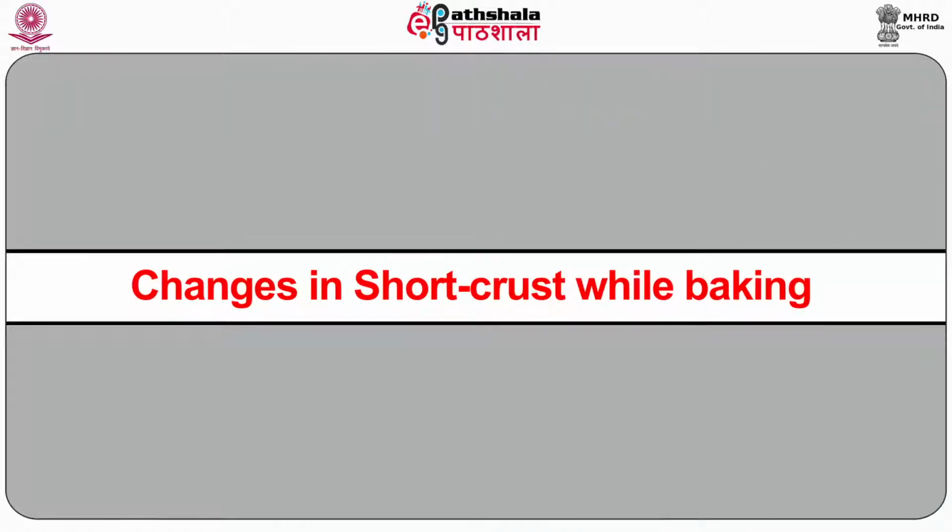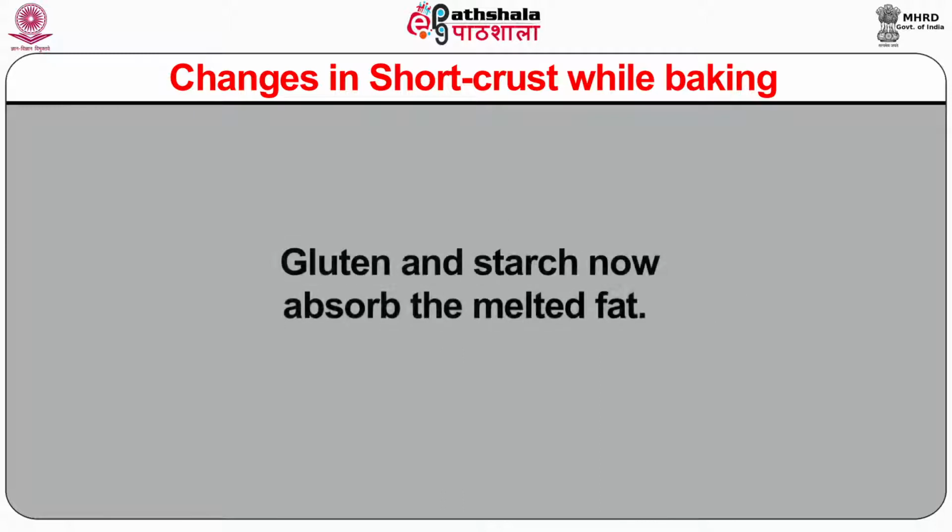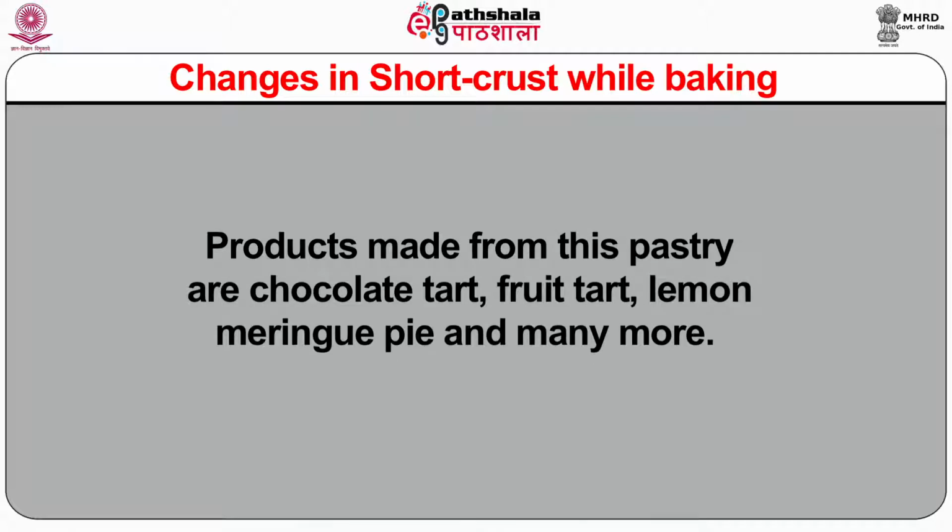Changes in short crust while baking. Fat melts. This melted fat turns the dough protein into steam, which gives the leavening action. As the temperature of the dough increases, gluten coagulates and starts to gelatinize. It becomes stiff. Sufficient baking is necessary to drive out moisture in the form of steam. Gluten and starch now absorb the melted fat. Products made from this pastry are chocolate tart, fruit tart, lemon meringue, pie and many more.